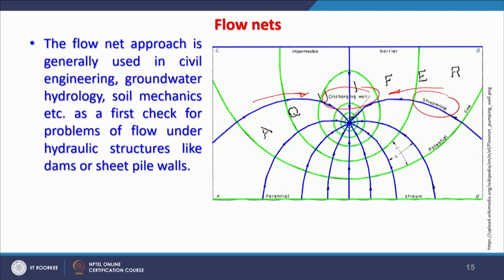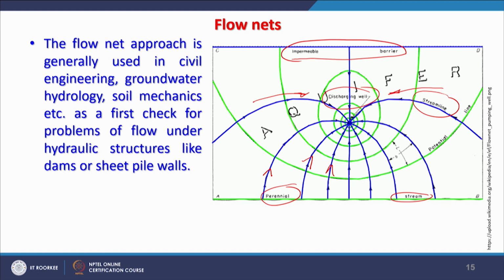Immediately looking at the flow lines, one can understand, but the shape is not circular, neither are these flow lines parallel. So, you can see here that there is an impermeable barrier. Here is a perennial stream. As we have also seen, this stream is recharging the groundwater regime. Therefore, these flow lines are going away from it. In our earlier example of a flow net, it was just a reverse case.